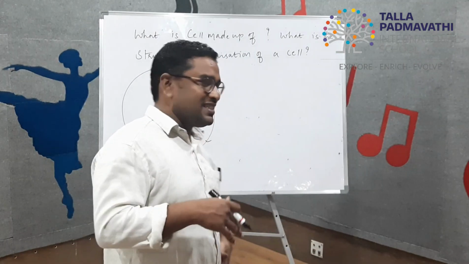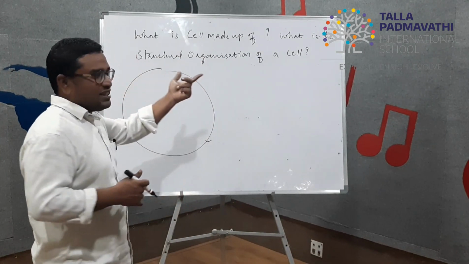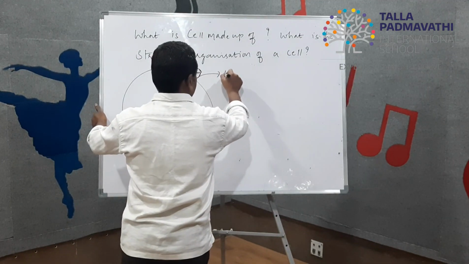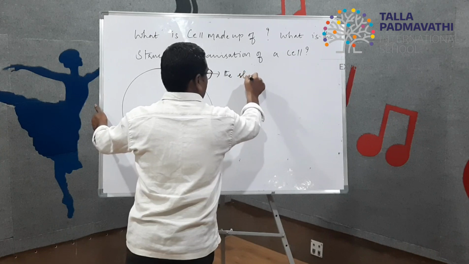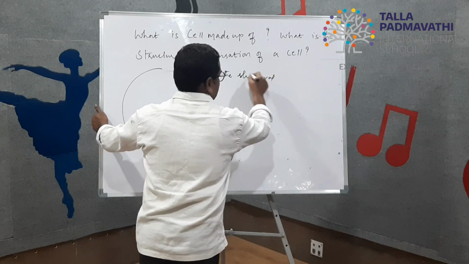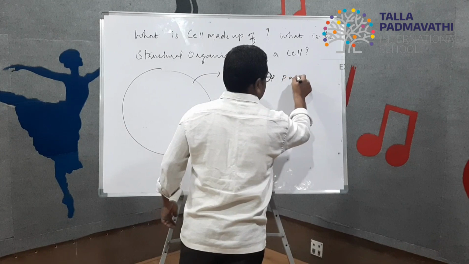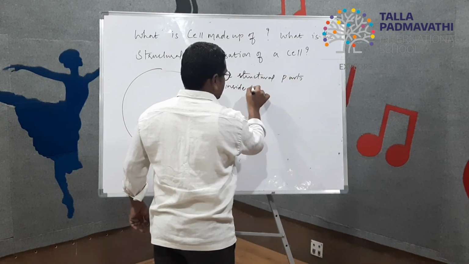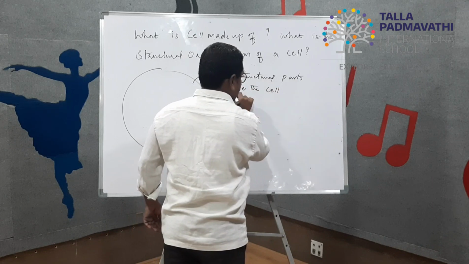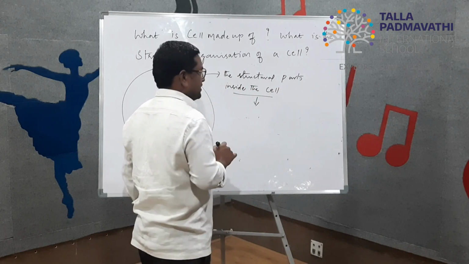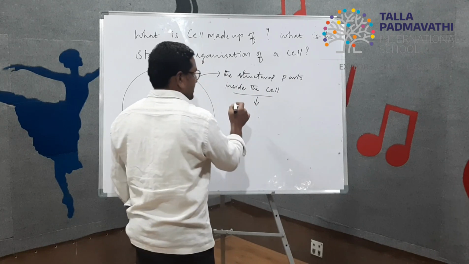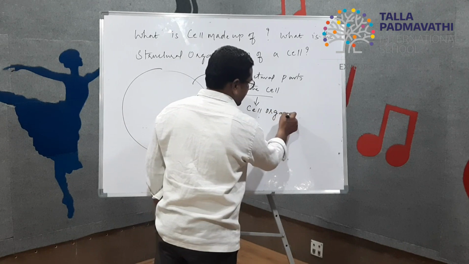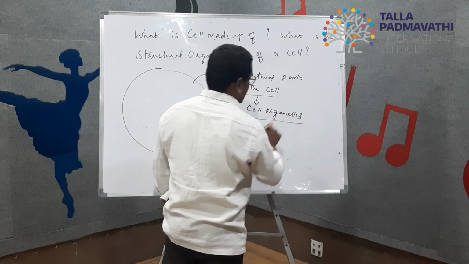So what is there inside the cell? It means, what is a cell made up of? The structural parts inside the cell are called cell organelles. What do we call them? Cell organelles.